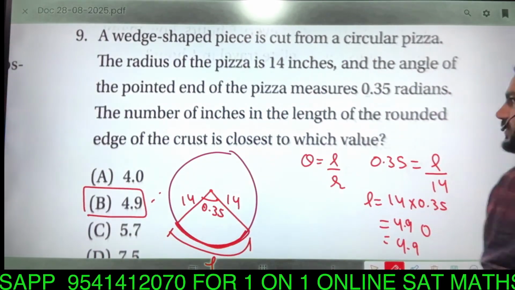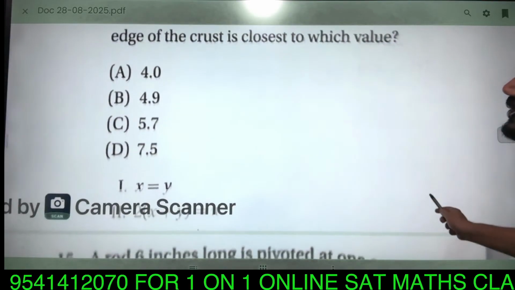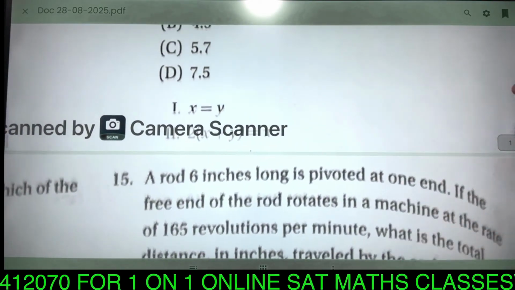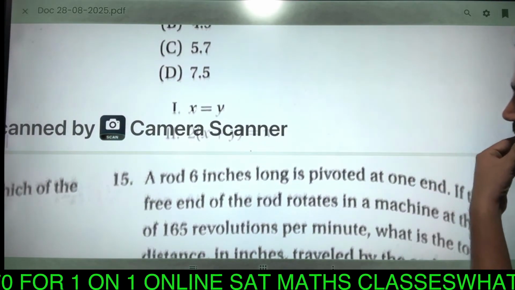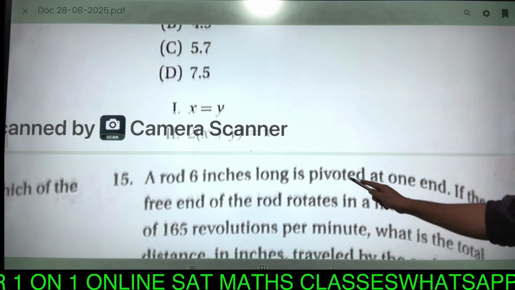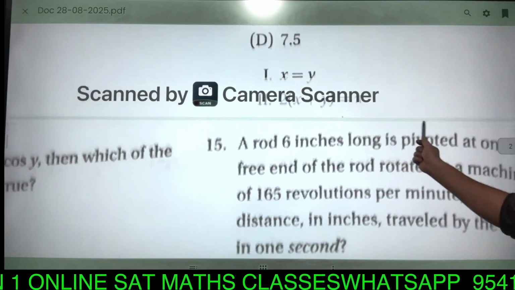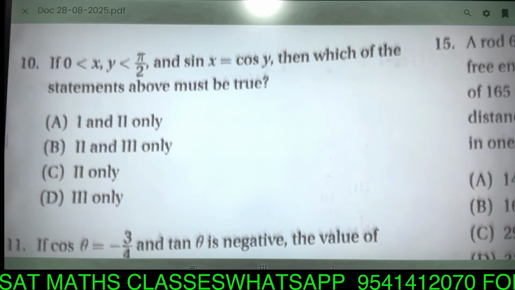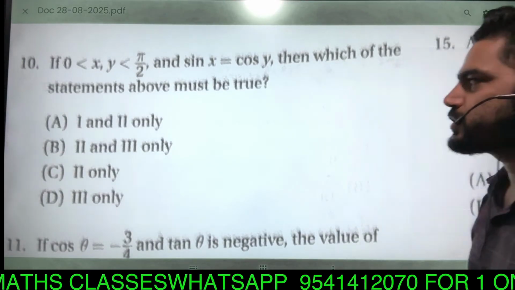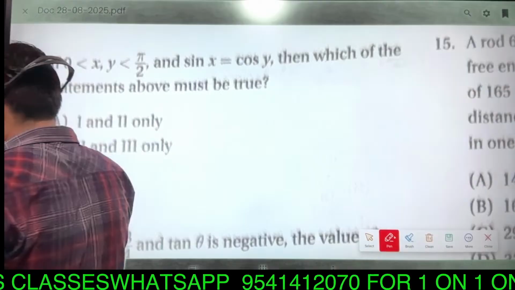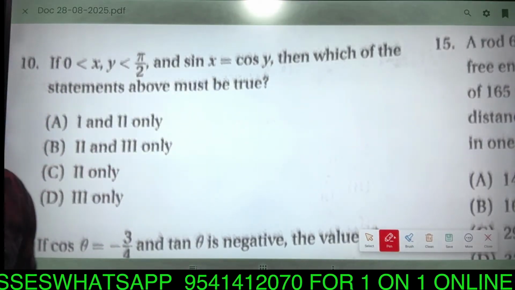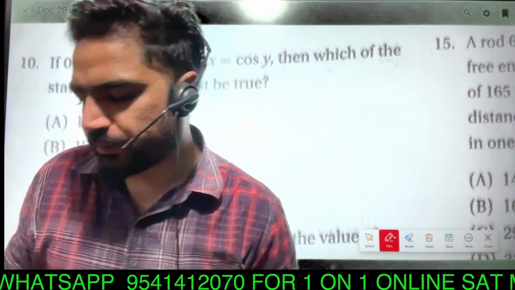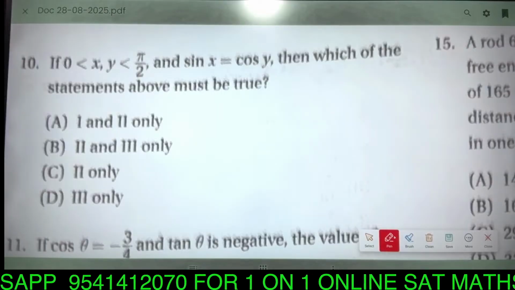Okay, moving on, 10th question. I hope that you are getting all the questions. In the 10th question, this question is a little misprinted. We are not able to cover the whole question. So in the 10th question I will write the question for you. Let me come and have the book with me. Give me 1 second.